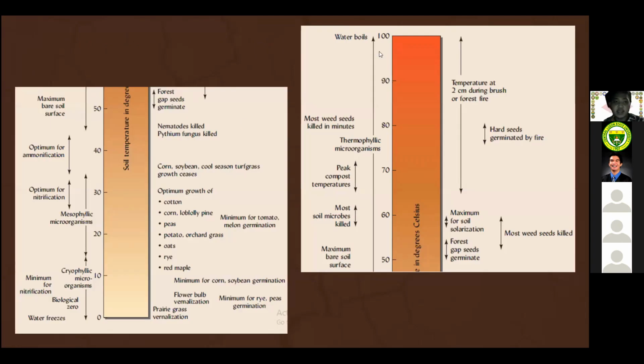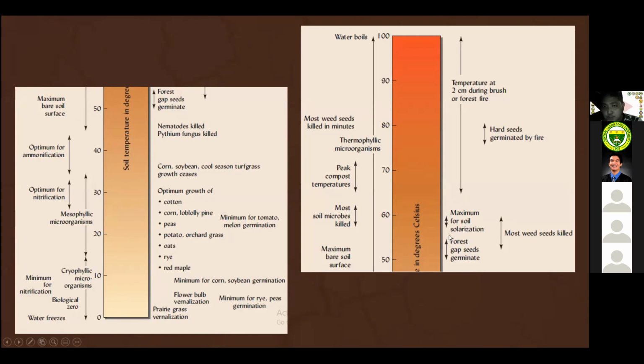As you can see here, at lower temperature, of course, at 0 degrees water freezes. Then at optimum, sabi natin kanina, di ba 15 to 30 degrees yung optimum soil temperature natin for plant growth or seed germination. So as you can see here, there is an optimum growth of different crops at this temperature. Then as the soil becomes bare or walang cover, the temperature is increasing.